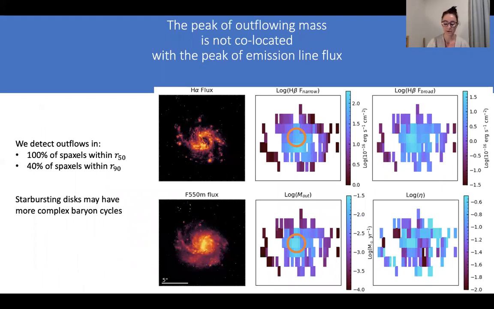Our second main result is that we find outflows across the entire disk of IRAS 08, but the bulk of the outflowing mass is not collocated with the peak of the emission line flux. So here we have H-alpha flux, UV flux, the H-beta flux from the narrow component, so this is from our galaxy ISM, the H-beta emission from the outflowing component, the mass loading factor, and a map of the rate of the mass which is outflowing. And as you can see, we've found outflows across the entire disk of IRAS 08.